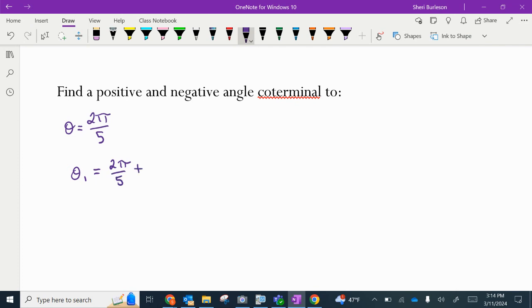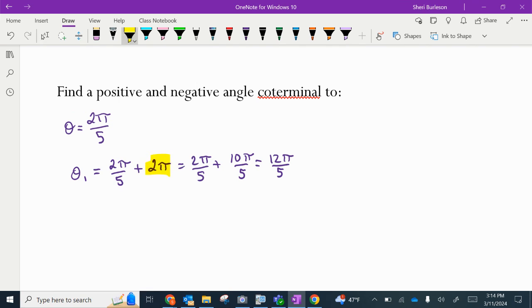That means I have to add at least 1 full revolution. In radians, how much is 1 full revolution? 2 pi. Now, because we are not very good with fractions, you have to get a common denominator. Do you agree that 12 pi over 5 is not equal to 2 pi over 5? But are they 1 full rotation apart? So that is a positive angle.